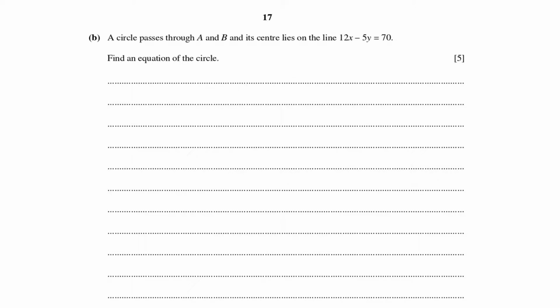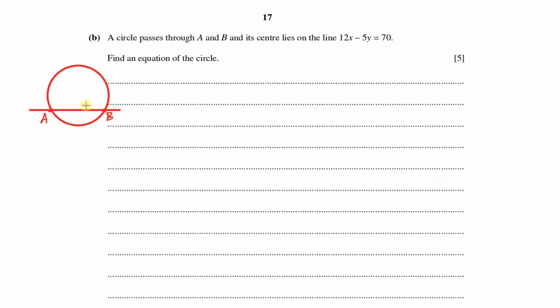Let's go down to part B. A circle passes through A and B, and its center lies on the line 12x minus 5y is equal to 70. Find an equation of the circle. So here we've got a circle, and it's passing through the points A and B. So this is A and this is B.